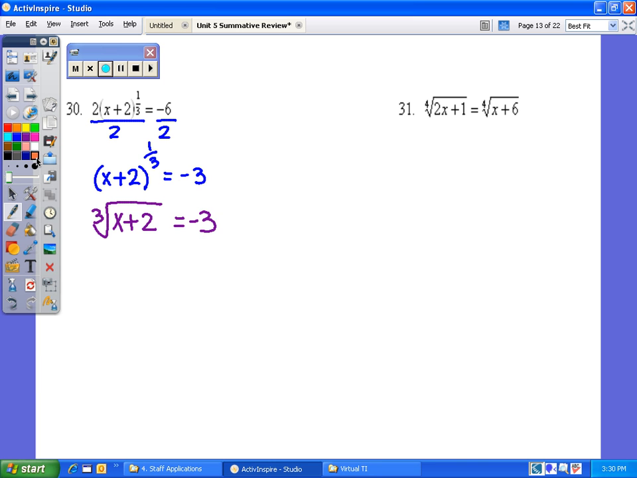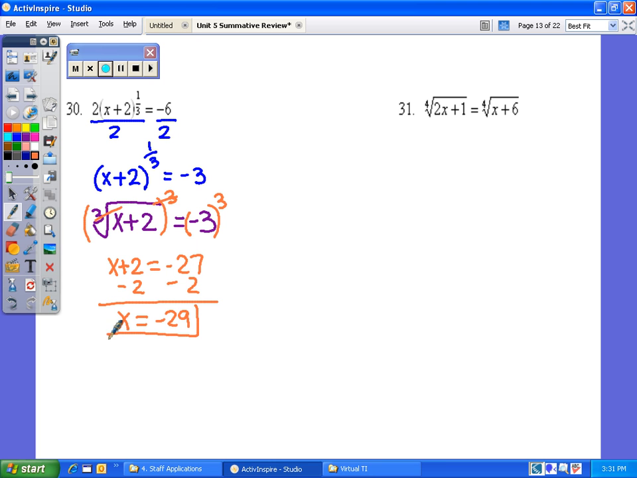Remember, the only way to get rid of a root is to raise it to that power. Raising a power of 3 to a root of 3 eliminates everything, and you're left with x + 2 = -27. Minus 2 on both sides, x = -29. Now you want to check it.